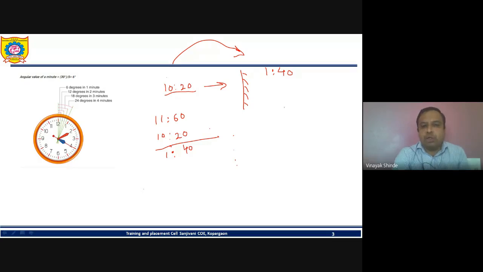Okay. If the time is showing 11:10, what is the mirror image of 11:10? Or they may ask, if the mirror image is 11:10, what is the correct time? The same logic applies. You need to subtract the given time from 11:60, and you will get the correct answer. 60 minus 10 is 50, and 11 minus 11 is 0. So it is 12:50.